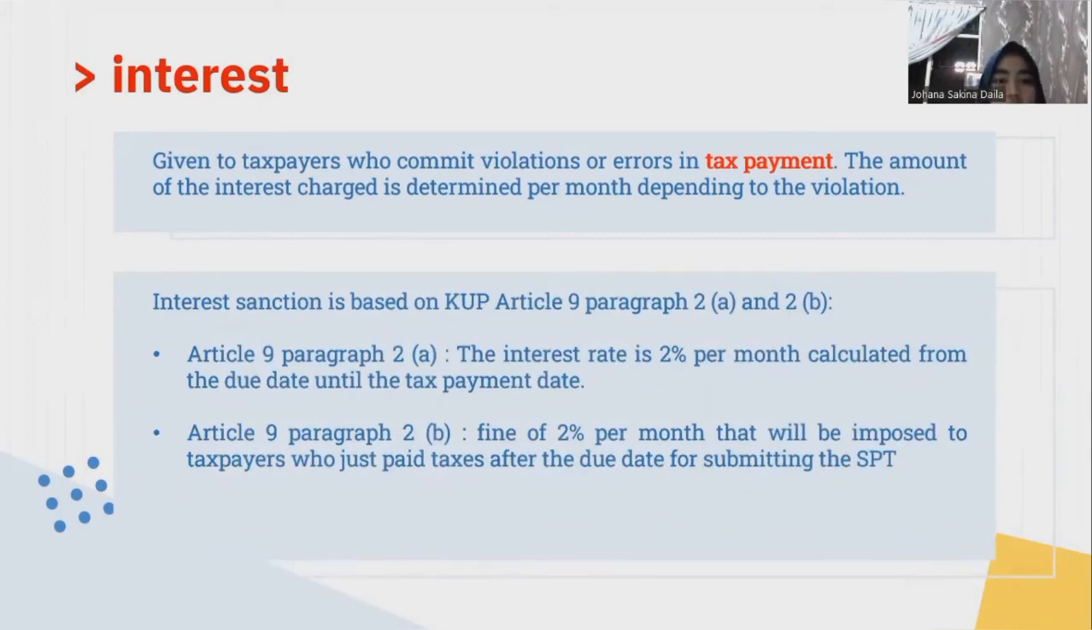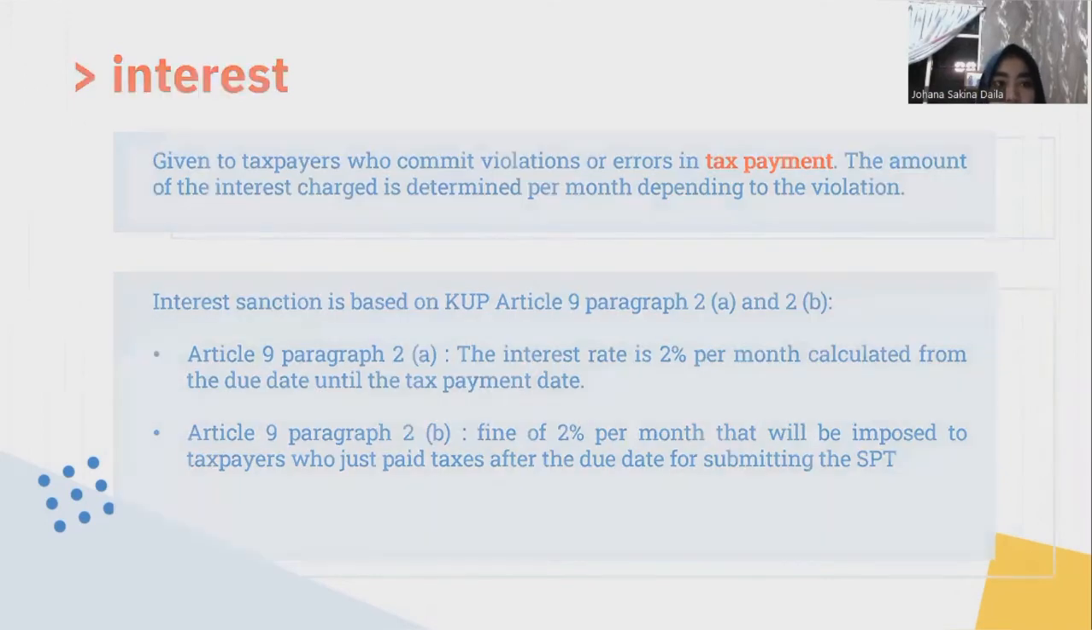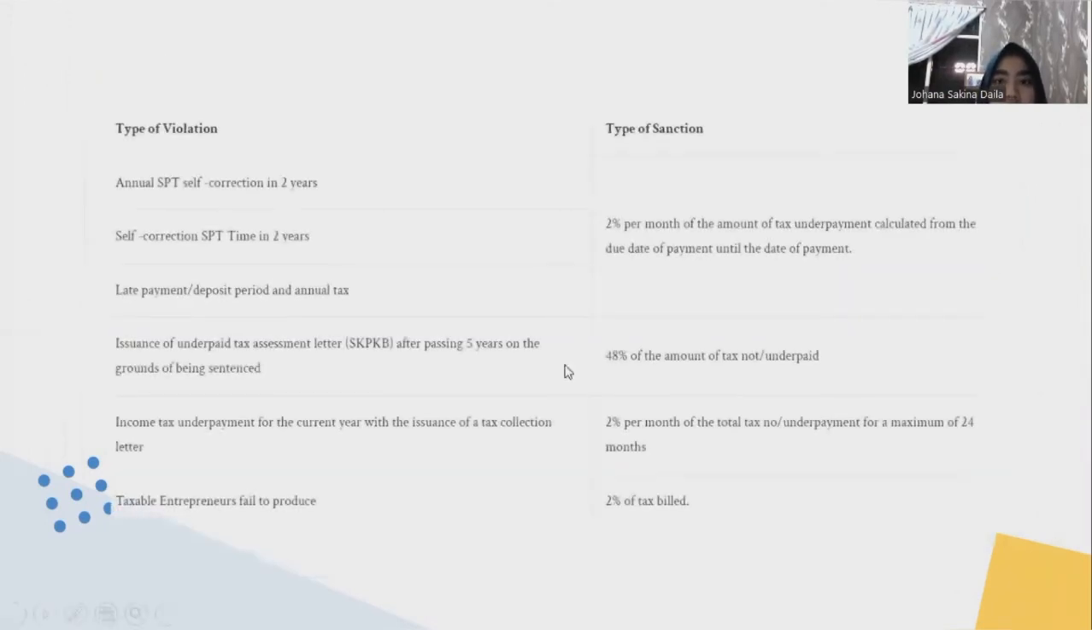Article 9, Paragraph 2A discusses the amount of fines imposed on taxpayer who pay past due. The interest rate is 2% per month calculated from the due date until the tax payment date. And Paragraph 2B discusses a fine of 2% per month that will be given to taxpayer who just paid taxes after the due date for submitting the SPT. And here are the other example of interest sanction.